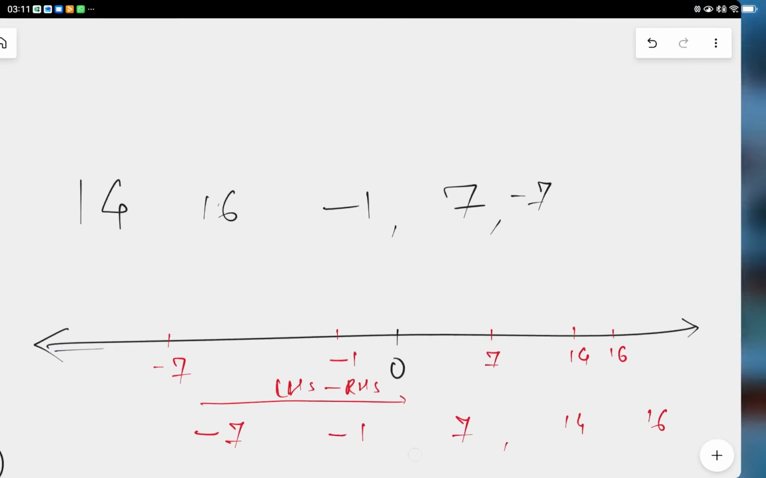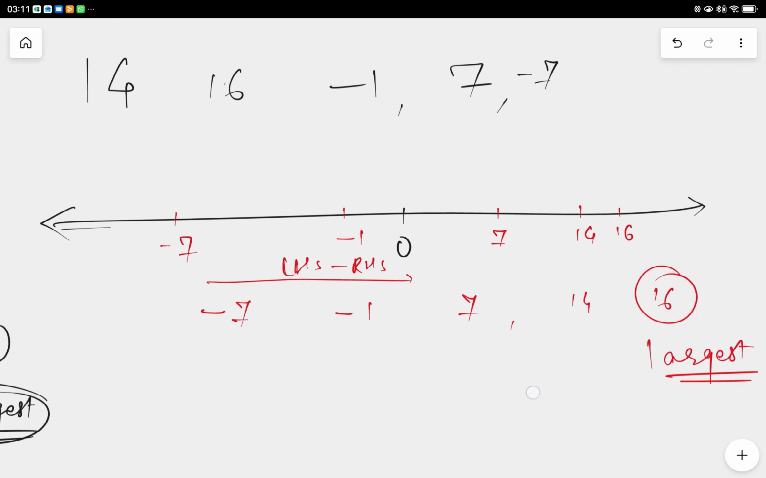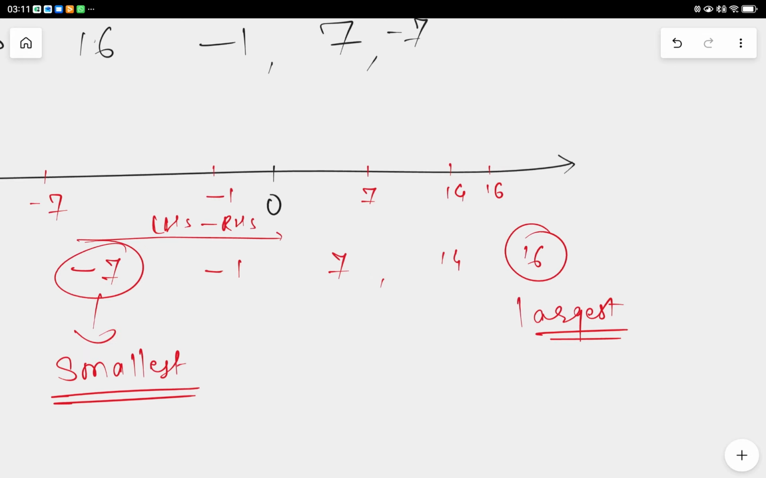So you can see 16 is the largest one and -7 is the smallest one. Hence, for any given numbers, you can map them on a number line, and then you can figure out which is the smallest one and which is the largest one.